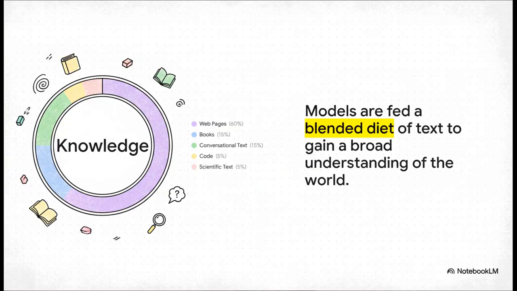So to learn about the world, the model is fed this carefully blended diet of text. The bulk of it, yeah, it comes from general web pages. But it's also supplemented with a whole library of books to learn narrative, conversational text from places like Reddit to learn dialogue, and even super specialized data like code and scientific papers to learn how to reason.